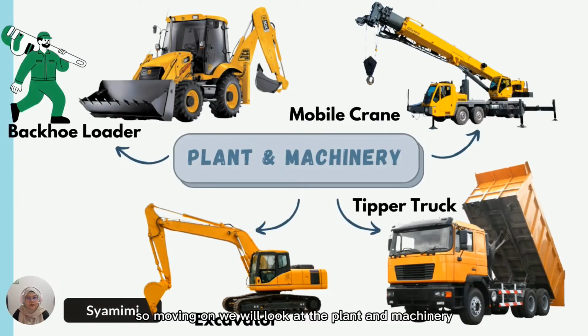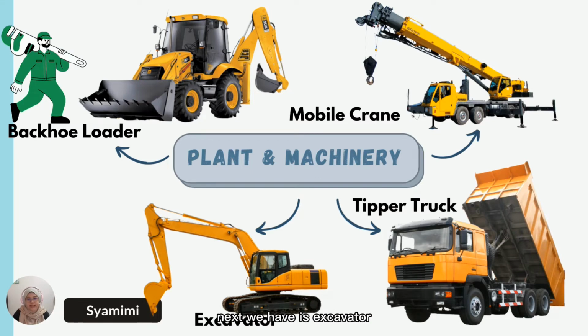So moving on, we will look at the plant and machinery that are involved in the construction of water reticulation. Firstly, we have a backhoe loader. Backhoe loaders are widely utilized and can perform a wide range of activities. So generally, a backhoe loader consists of a tractor, a loader, and a backhoe.